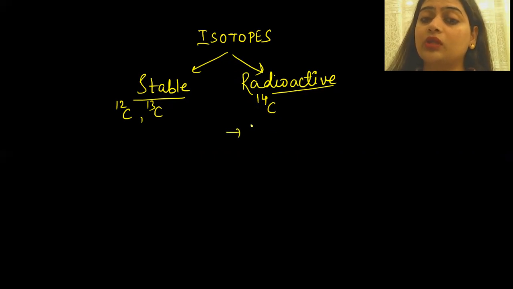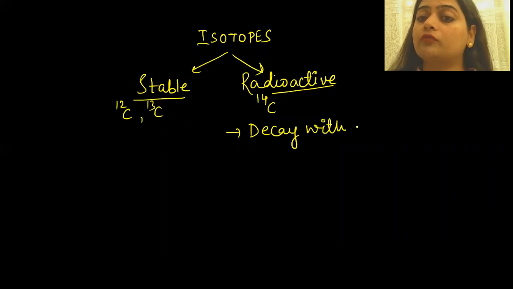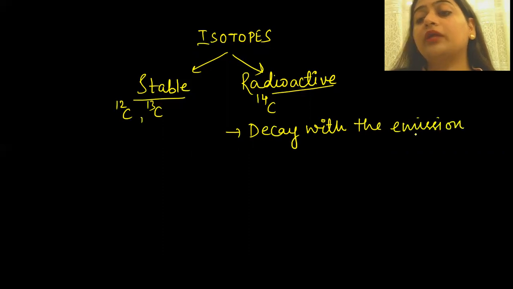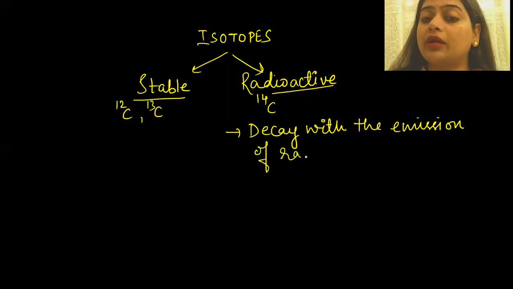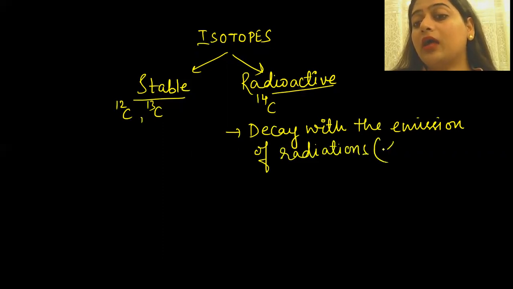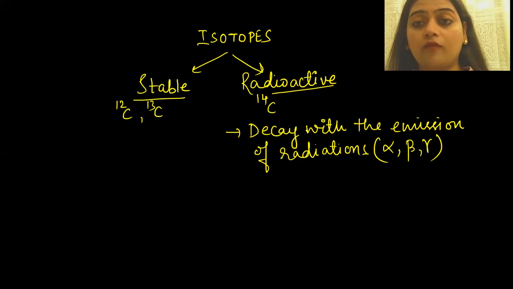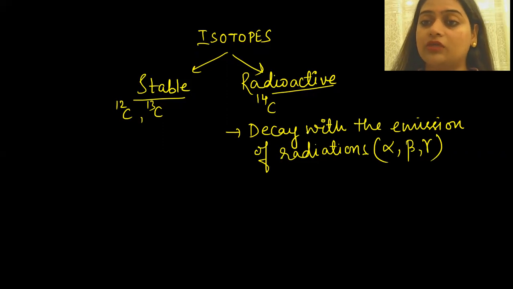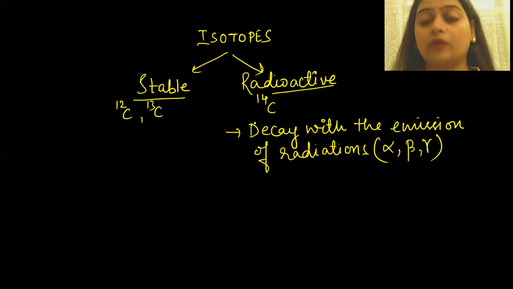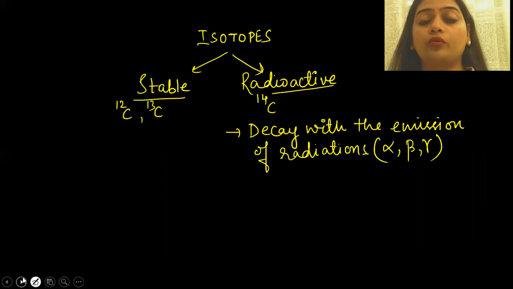Radioactive isotopes are the ones which decay with the emission of radiations. If you talk about radiations, the types of radiations I am talking about here are alpha rays, beta rays, gamma rays. Although their radiations are quite harmful, we have a lot of medical applications of these radioactive isotopes. So now let's talk about various applications.